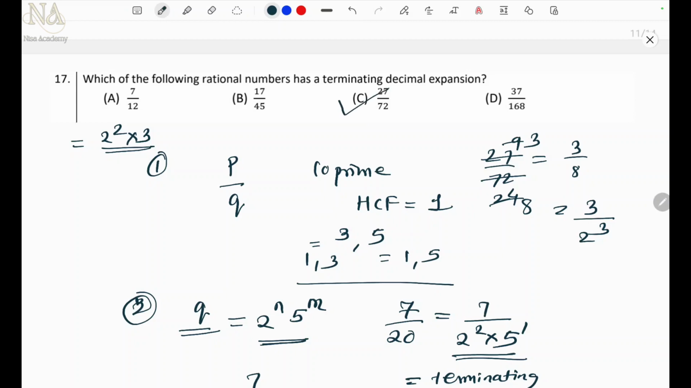27 by 72. Okay, so the first thing you have to do is, if the number is not in the reduced form, make the number co-prime. Bring it to the reduced form, and then just check the denominator. So this is how you solve. Okay.